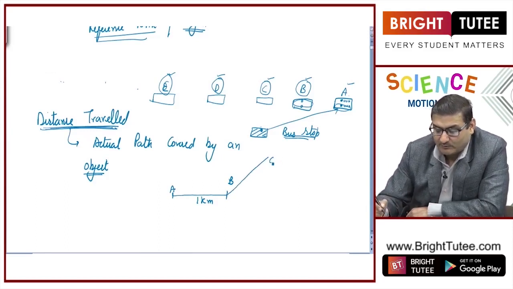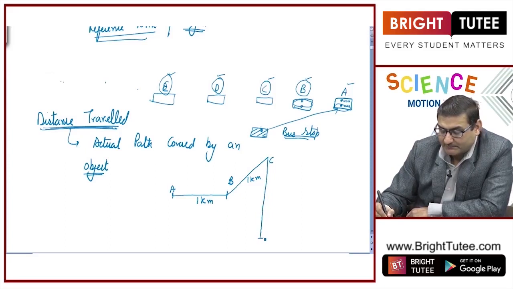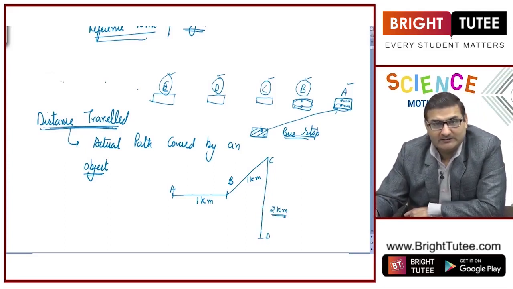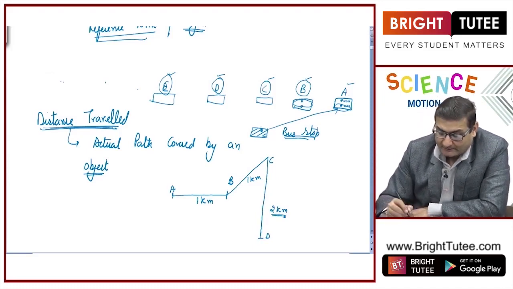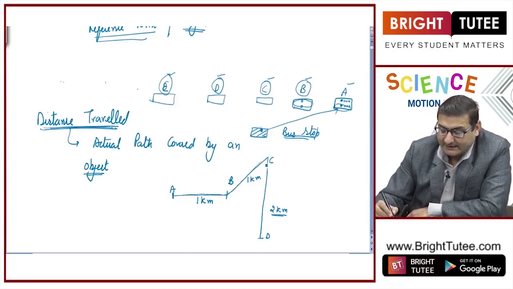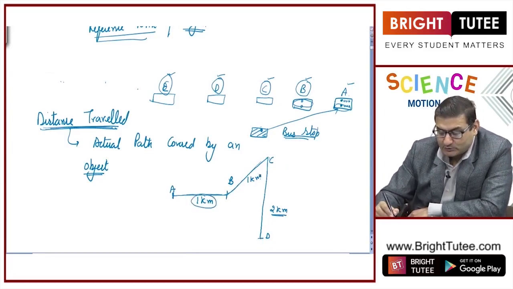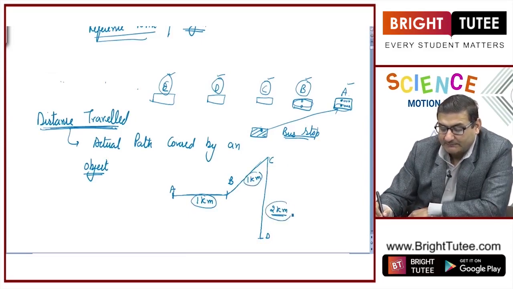I went to this point C, which is again 1 kilometer away, and from there I went to this particular point D, which is, let us say, 2 kilometers away. So on moving from point A to point B, plus from point B to point C, and then from point C to point D, this is the actual path covered by me.